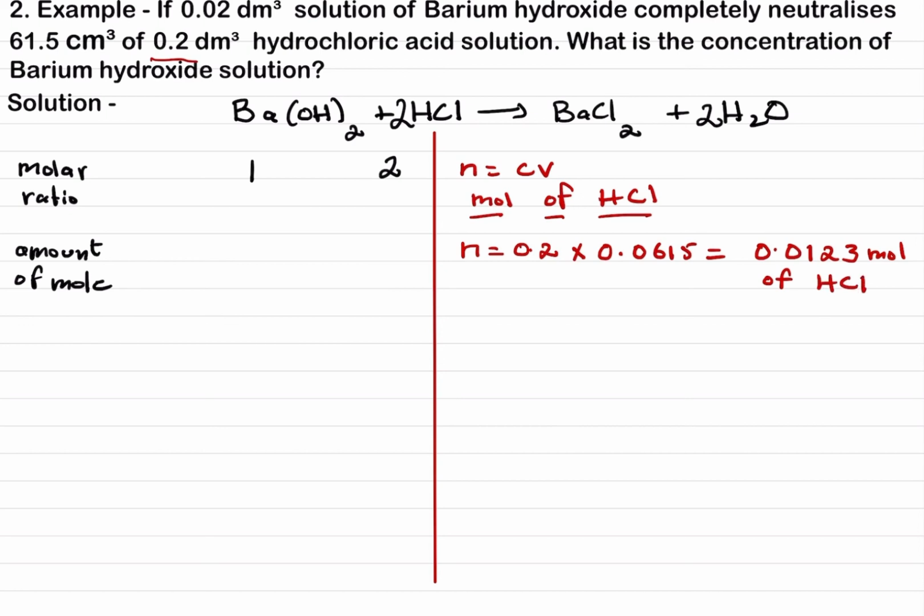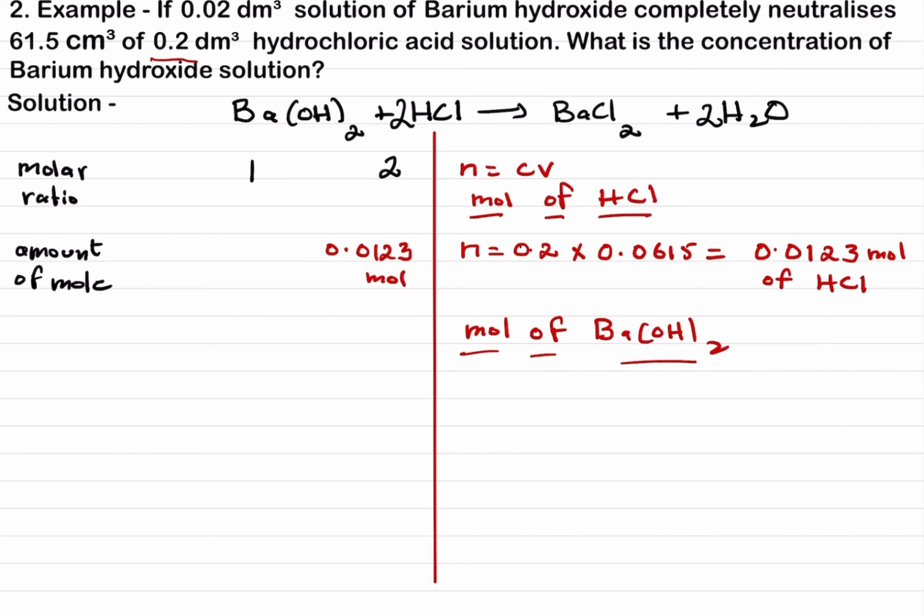Now we have to find the moles of barium hydroxide, Ba(OH)2. So already we can fill it up here. We can use a red pen only. Here we have got the moles of hydrochloric acid, so that is 0.0123 mole. Let's write the unit there.